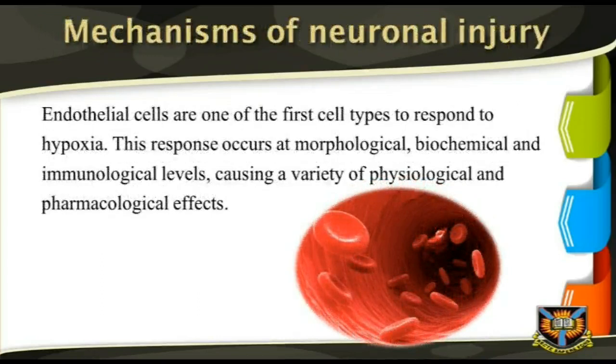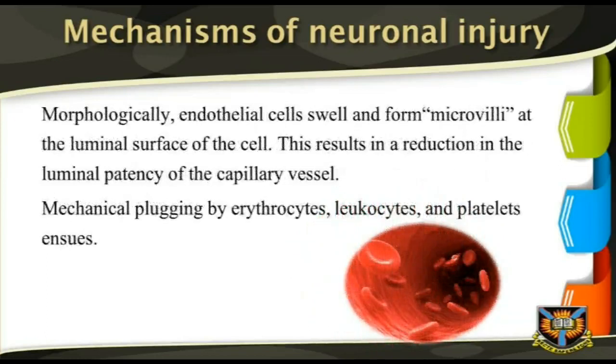Endothelial cells are one of the 4 cell types to respond to hypoxia. This response occurs at morphological, biochemical, and immunological levels, causing a variety of physiological and pharmacological effects. Morphological: endothelial cells swell and form microvilli at the luminal surface of the cells. This results in a reduction in the luminal patency of the capillary vessels. Mechanical plugging by erythrocytes, leukocytes, and platelets ensues.